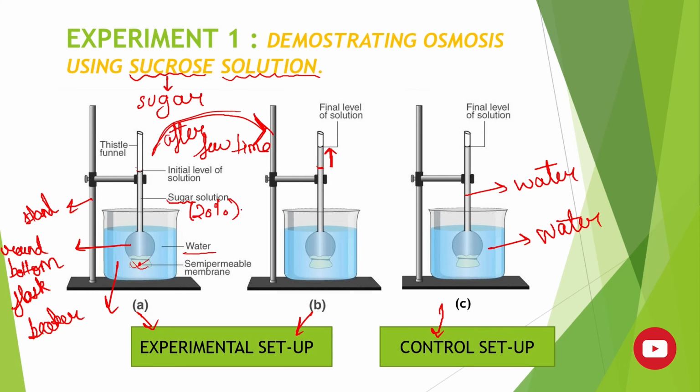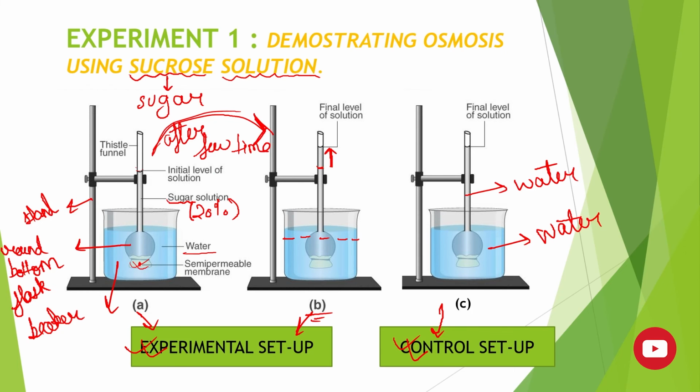After letting it sit for some time, when we observe apparatus A, we refer to it as apparatus B. So do not get confused that there are three apparatus. There are in total two: first is the experimental setup and second is the control setup. The experimental setup is shown in two ways, the initial step and the final step. In the final step, we observe that the level of solution inside the round bottom flask has increased a little bit. And we are also going to observe one thing which is not given in this diagram: the level of water will fall in the beaker.